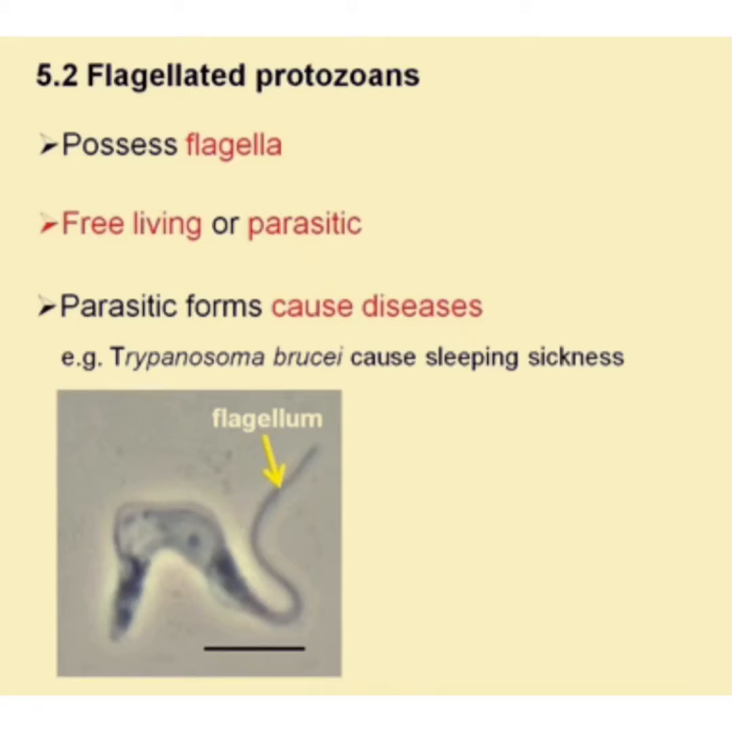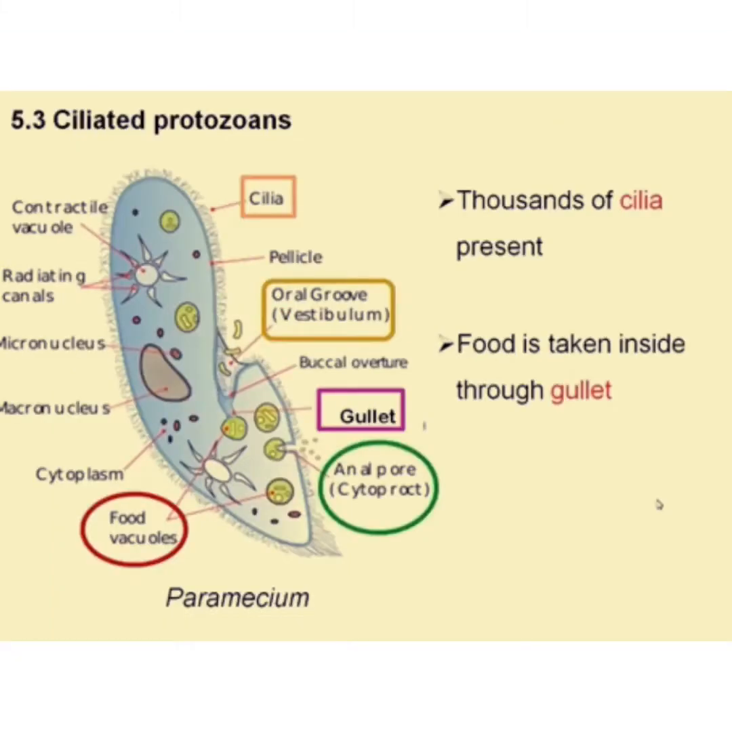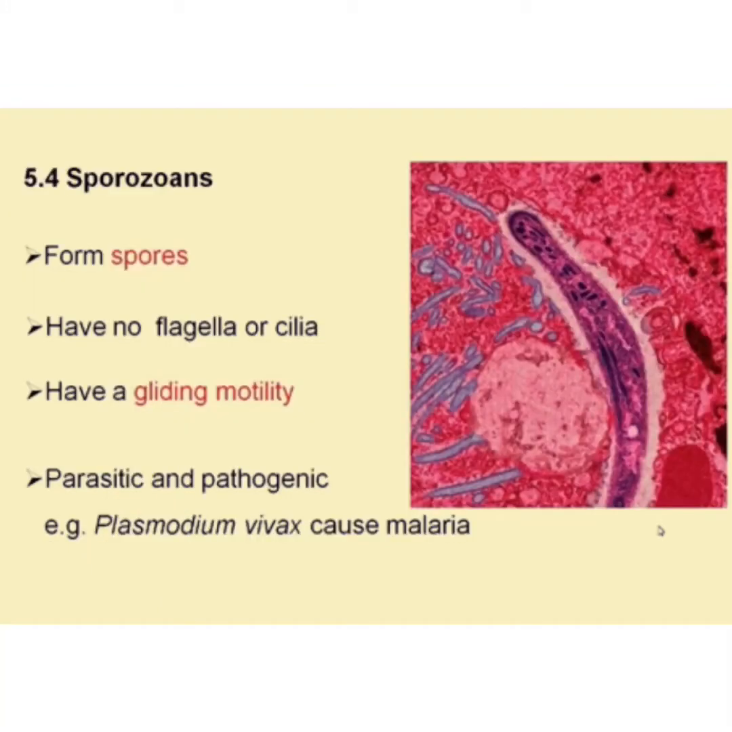The third category of the protozoans are the ciliated protozoans. They have thousands of cilia present over their body, and the food is taken inside through the gullet. They have an anal pore and food vacuoles in them, and the whole body is covered with cilia, and cilia are the structures which help in the locomotion of the ciliated protozoan. An example is Paramecium.